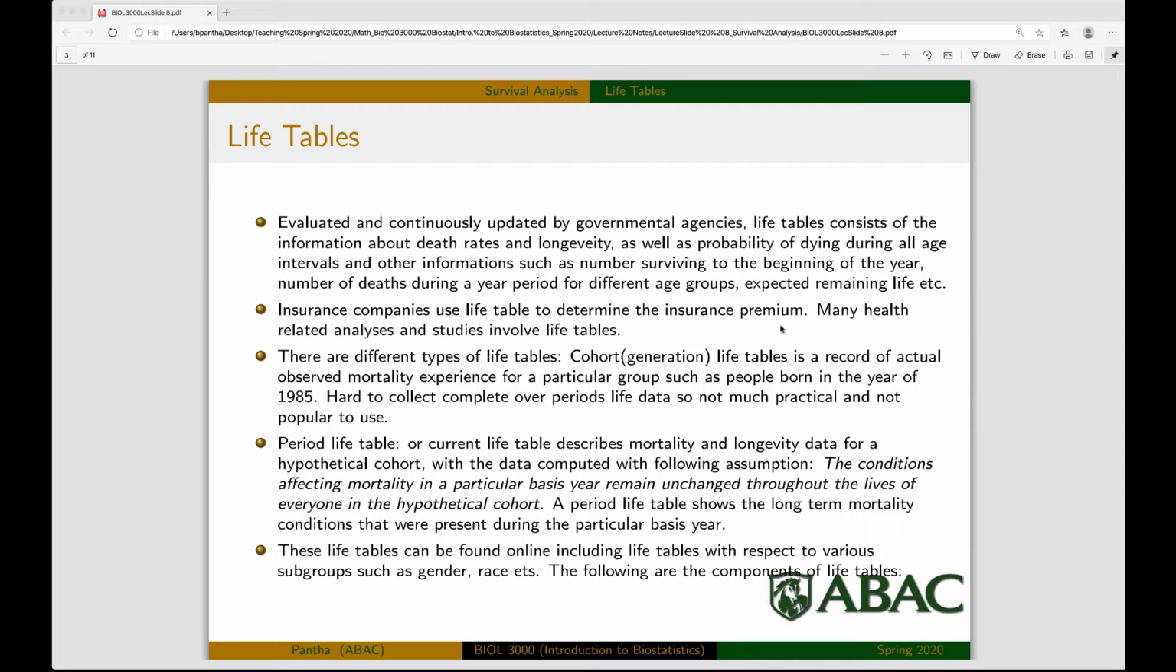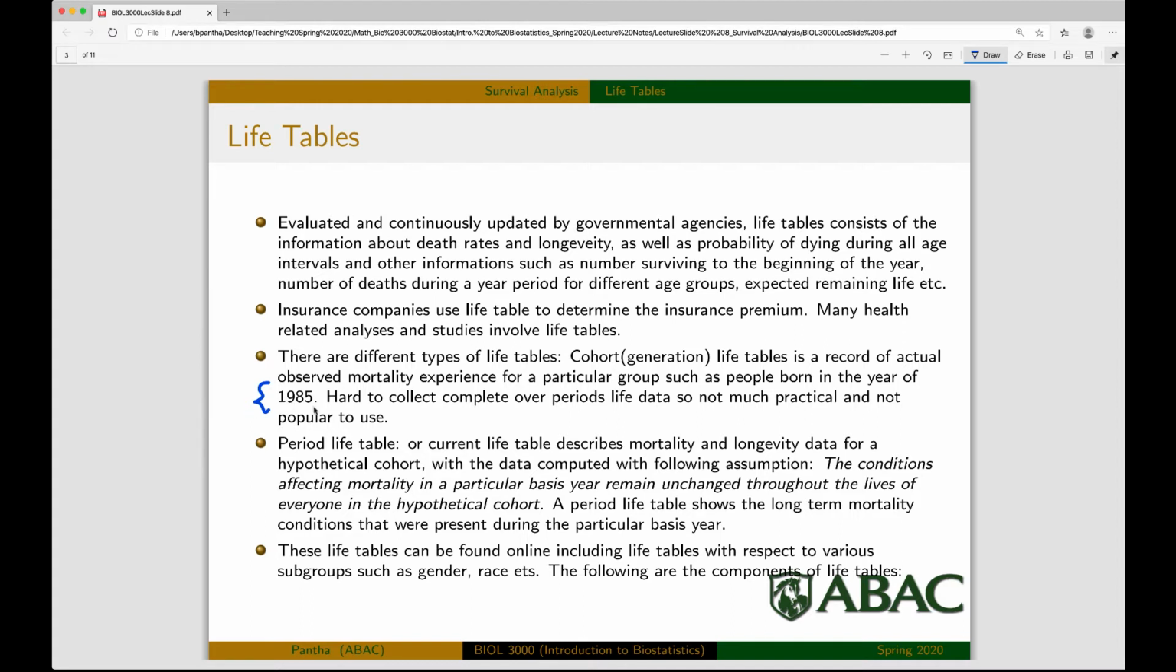There are different types of life tables. A cohort generation life table is a record of actual observed mortality experience for a particular group, such as people born in the year 1985 and so on. That is called the cohort. So you consider a group of people that is born in a certain year, and then you study the mortality experience of those people only.